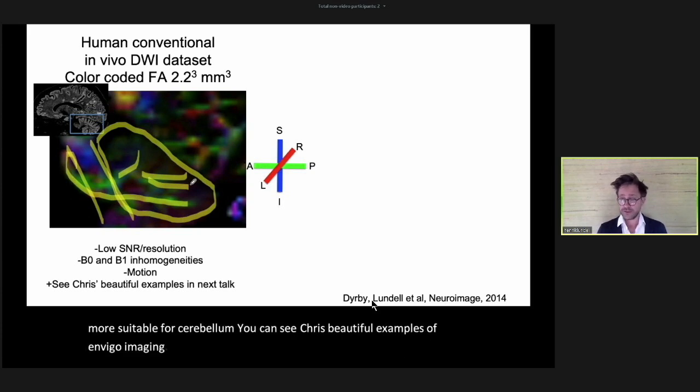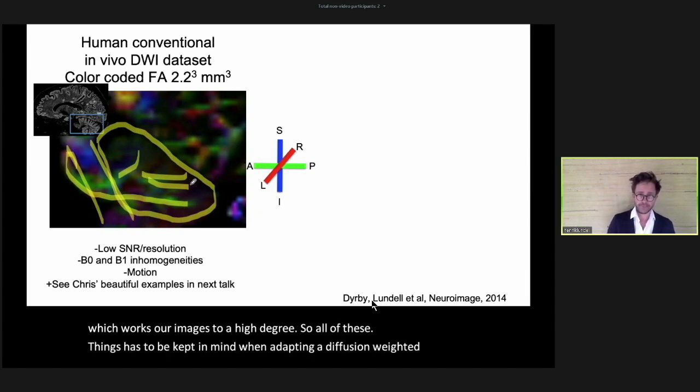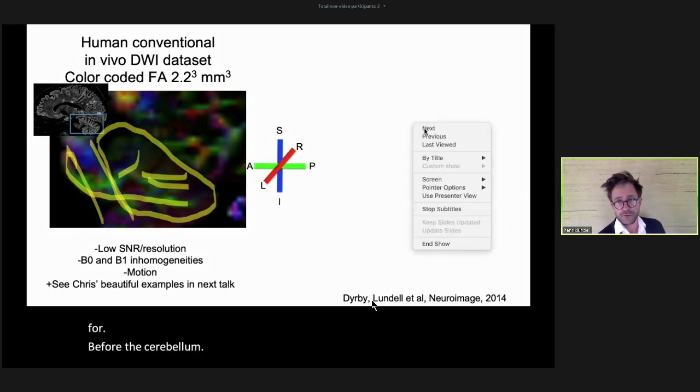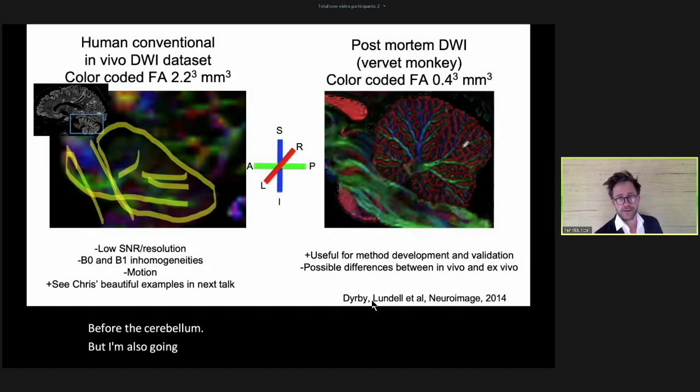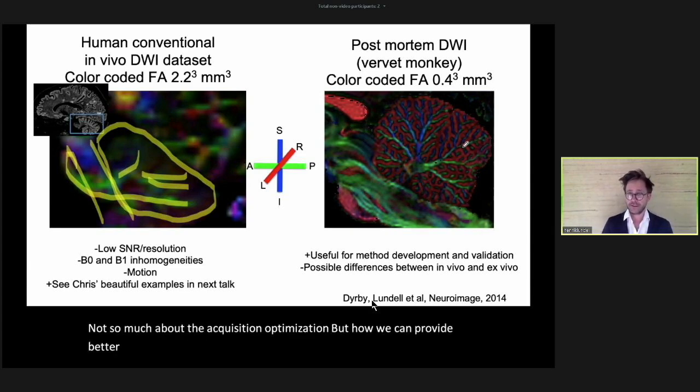So one solution is to go to ultra high field where we get more signal, but we also have to work with the B0 inhomogeneities, which warp our images to a high degree. So all of these things have to be kept in mind when adapting diffusion weighted imaging for the cerebellum. But I'm going to talk not so much about the acquisition optimization, but how we can provide better diffusion weighted imaging to get a more specific view on cerebellar microstructure.